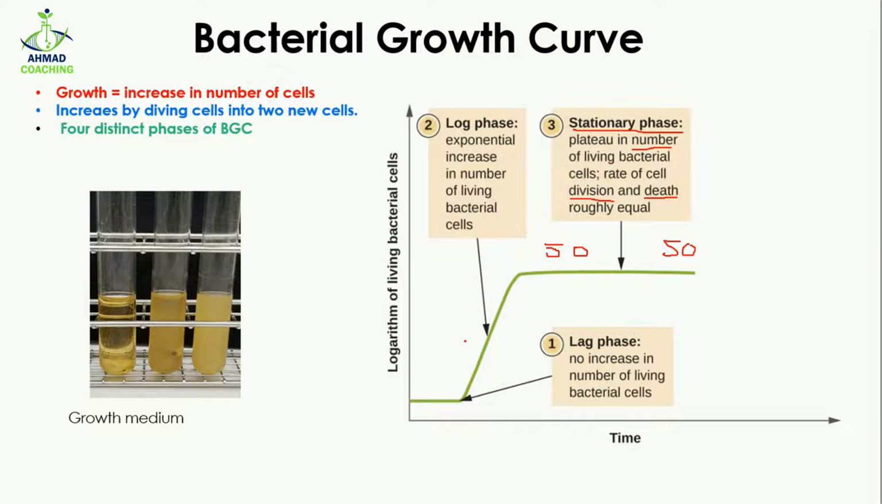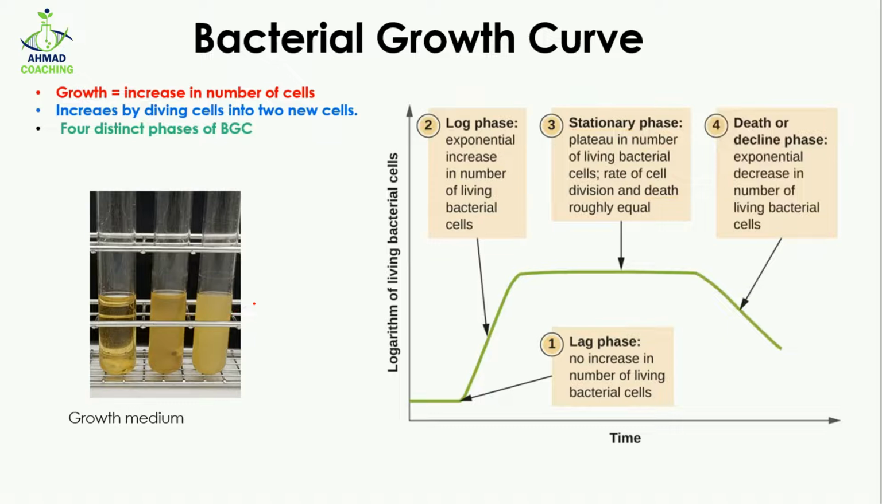Although we have more cells here, the new cells and their death are equal, and because of this we have this straight line, or we can say that now the phase is static. It is not increasing and it is not decreasing. So here you can see it is very cloudy in comparison to this one. This tube is more cloudy. Why? Because now this is in the stationary phase.